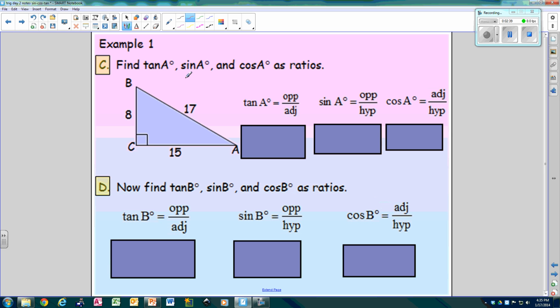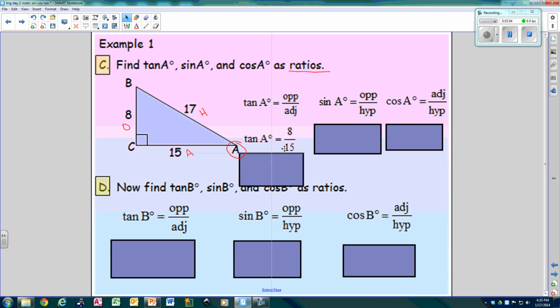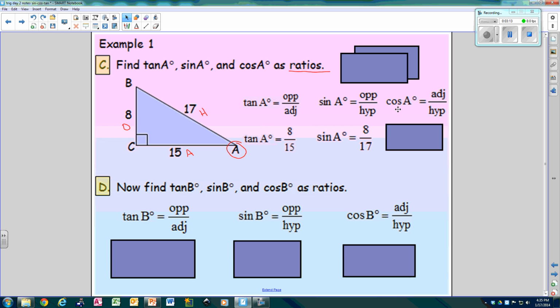All right, so now let's find the tangent of A, the sine of A, and the cosine of A as ratios. So we're just going to write fractions, nothing more. We're looking at angle A first. This is the hypotenuse. This side is adjacent, and this side is opposite. Let's plug in the numbers. The tangent of A is O over A. So O is 8, A is 15, so this would be 8 over 15. The sine of angle A is opposite over hypotenuse, so that would be 8 over 17. And the cosine of A is adjacent over hypotenuse, so that would be 15 over 17.